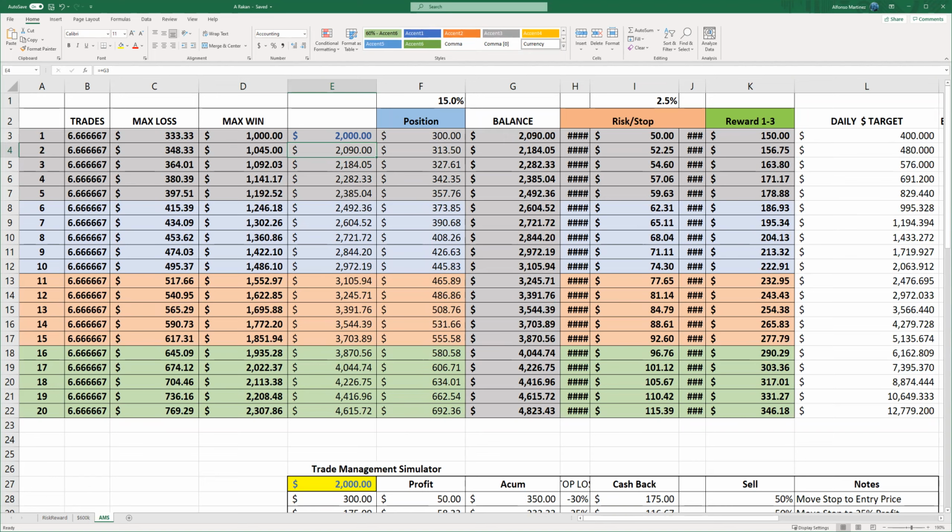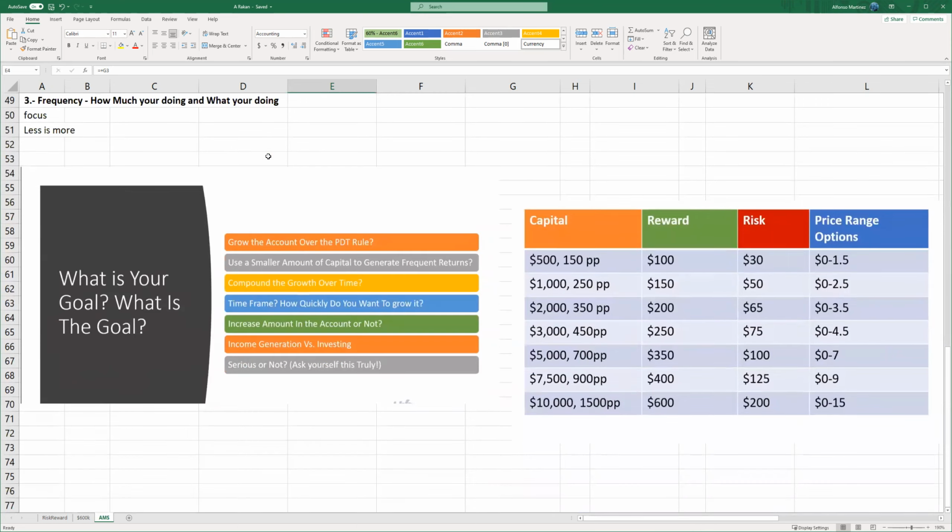Risk 50 to make 150, 3 to 1. Once I get that, on my next trade I'm going to compound it and change my size accordingly to my new balance. So now my balance is going to be 2,150, so I have to adjust that. My advice is that you do that every time you move to the next level here in the table.